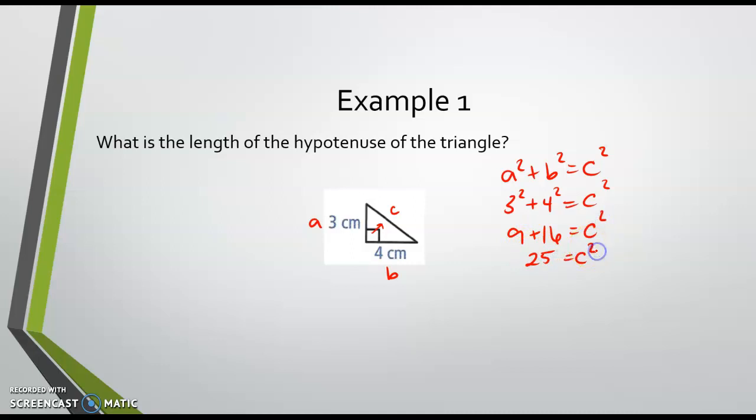What we haven't talked about is how do we undo a square. We undo a square by taking the square root. And so I'm going to take the square root of both sides so that my square goes away. The square root of 25 is 5. And so that is my answer. C equals 5. Simple as that. All right.